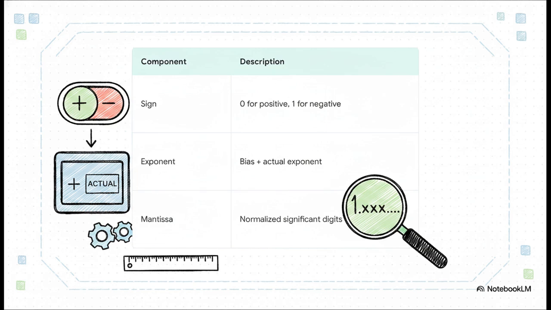Now this has to handle both positive and negative exponents, so engineers came up with a really clever trick called a bias. They literally just add a set bias, which is 127 for single precision or 1023 for double precision, to the actual exponent to get the stored exponent. Finally, the mantissa holds all your significant digits, and it is normalized, which basically just means we format it so there is exactly 1 sitting just to the left of the decimal point.